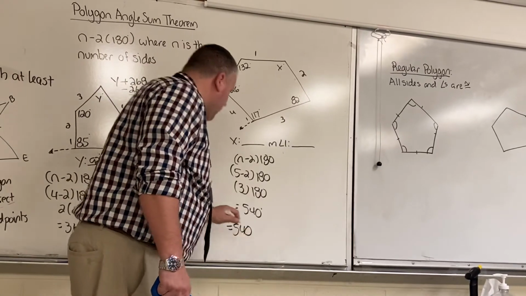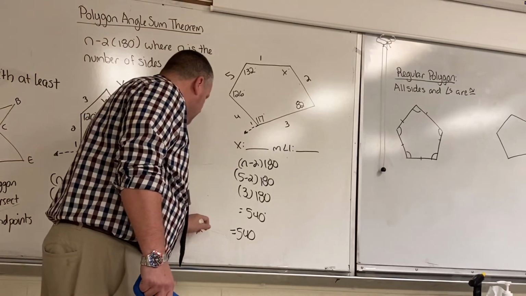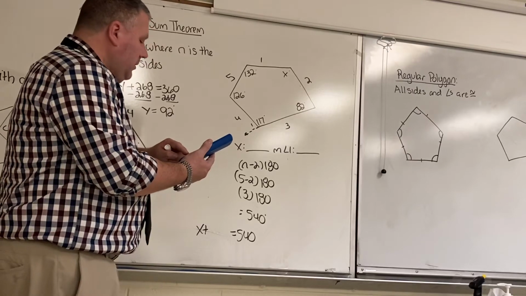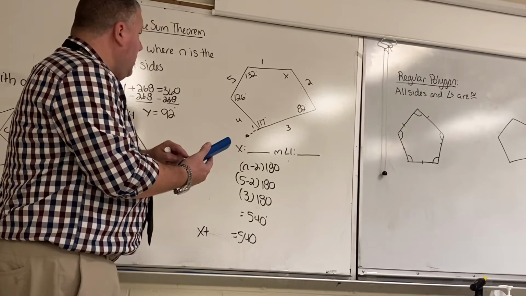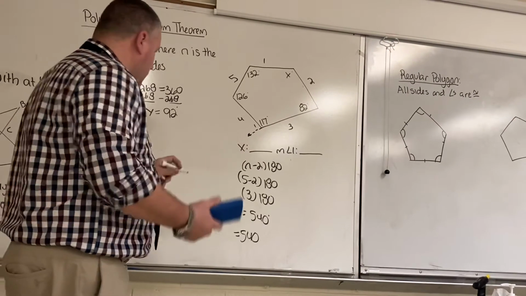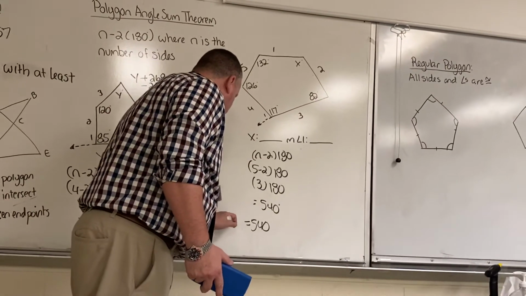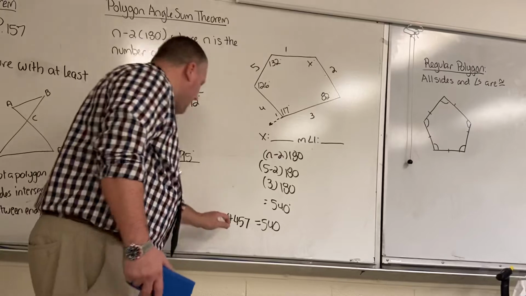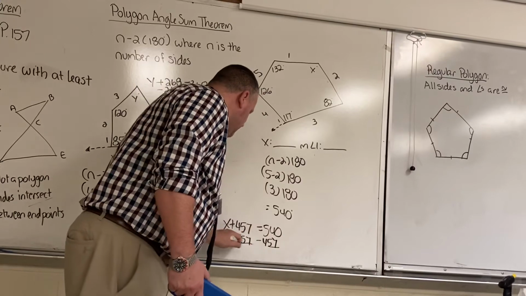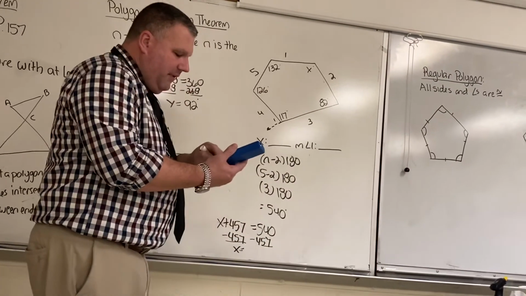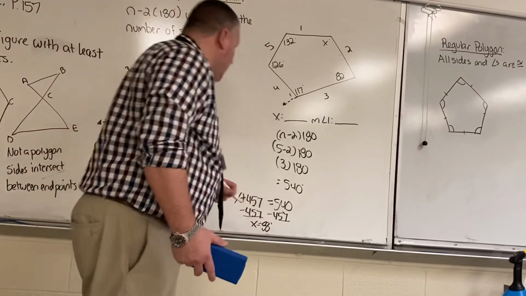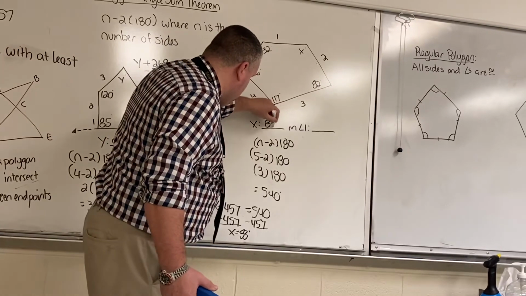Okay, so I'll bring this down over here. I have x plus, so now I'm going to calculate it. So I have 132 plus 82 plus 117 plus 126. That is equal to 457. So I'm going to subtract 457 from both sides. So x is equal to, on my calculator, 540 minus 457, which is 83 degrees. So my x is equal to 83.